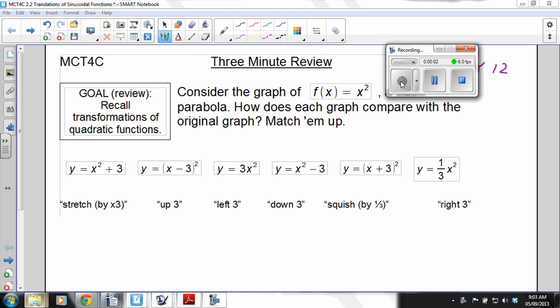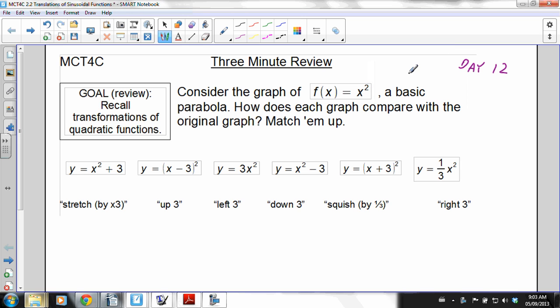This is MAP4C. No, it's not. MCT4C, day 12. The 3-minute review goal is actually review from a while ago, and it's recall transformation of quadratic functions.